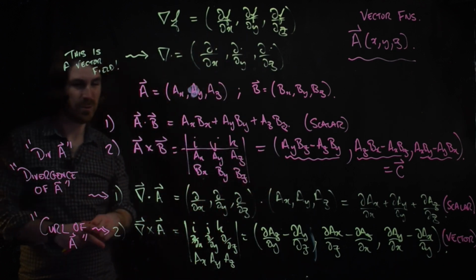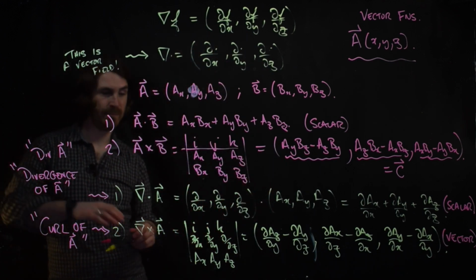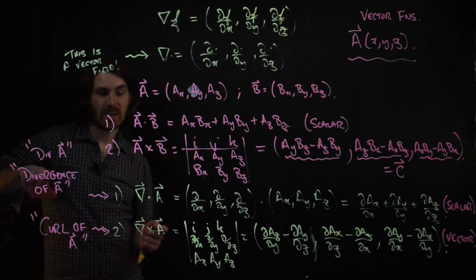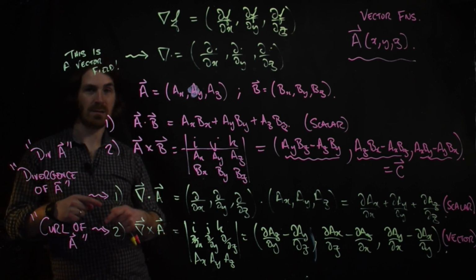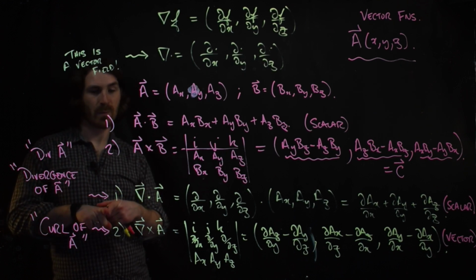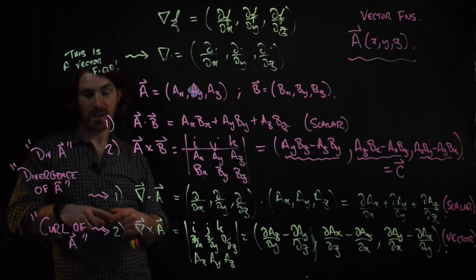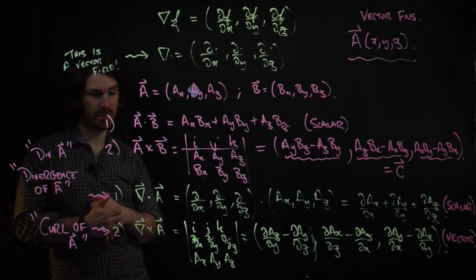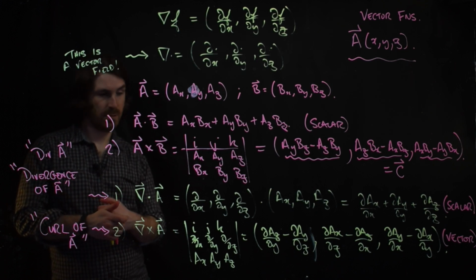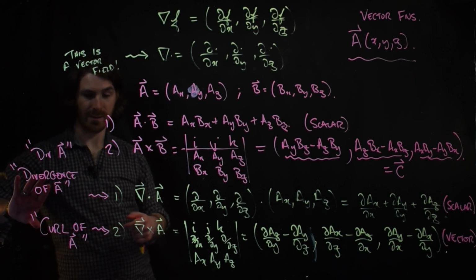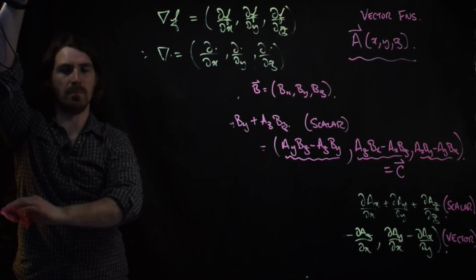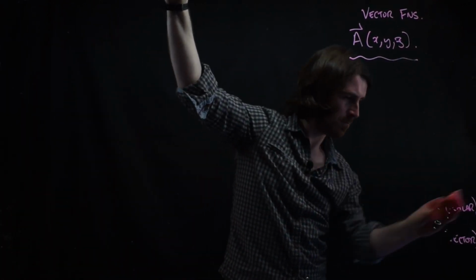So let's look at examples to see what these things mean. Basically, the divergence of A tells you about the presence of sources or sinks of something, and the curl of A tells you about whether rotations are present or not. So let's have an example to make that a bit more concrete.